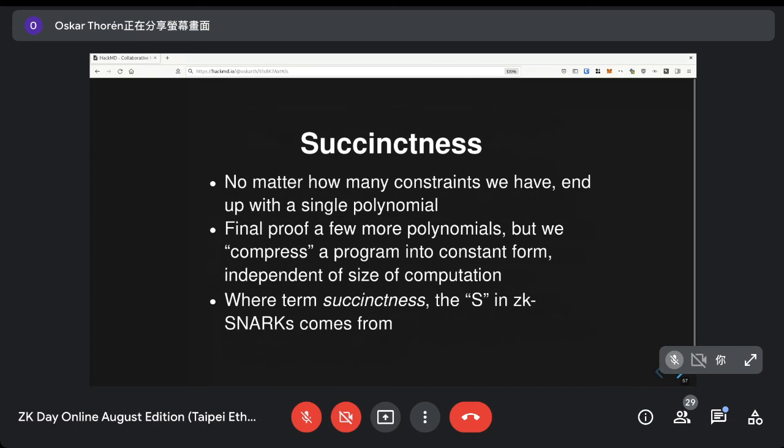So one thing that's pretty neat is that no matter how many constraints we have, we end up with a single polynomial. And so the final proof has a few more polynomials, but essentially we're compressing down a program into some constant form that's independent of the size of the computation. And this is where the term succinctness comes from, so the S in zk-SNARKs.